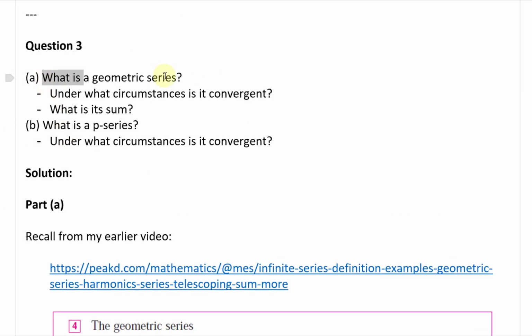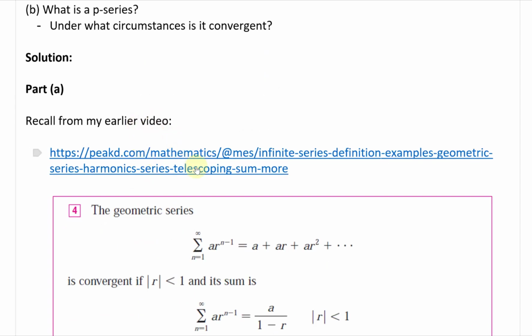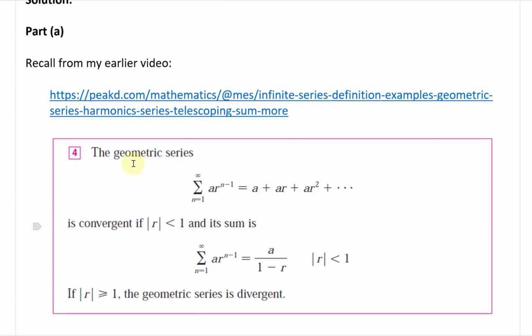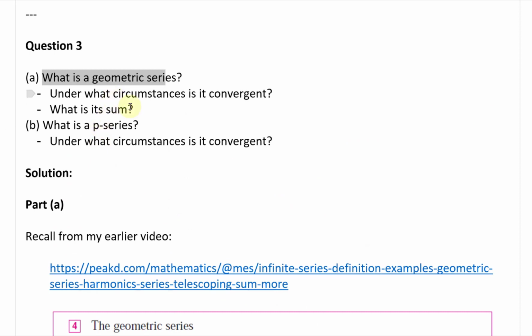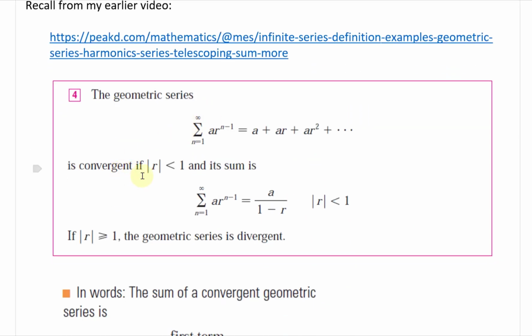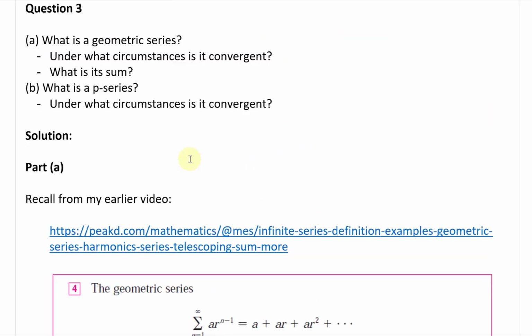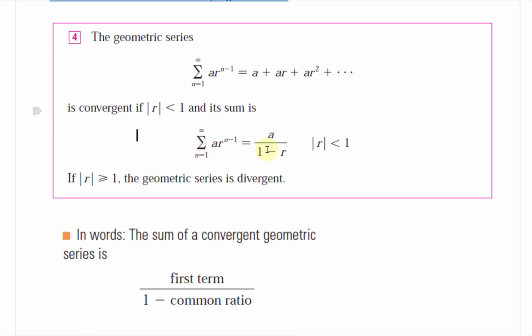So part A, what is a geometric series? Recall from my earlier video, it's the same link as above. The geometric series is displayed like this: the summation from n equals 1 to infinity of a r to the power of n minus 1, which equals a plus a r plus a r squared, plus a r cubed, etc. That is a geometric series. Under what circumstances is it convergent? It is convergent if this ratio r that you're multiplying by every time has absolute value less than 1. And then what is its sum? The summation from n equals 1 to infinity of a r to the power of n minus 1 is equal to a over 1 minus r.